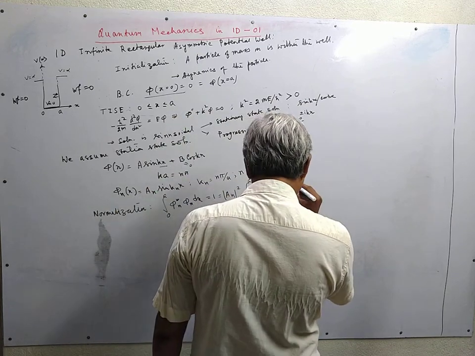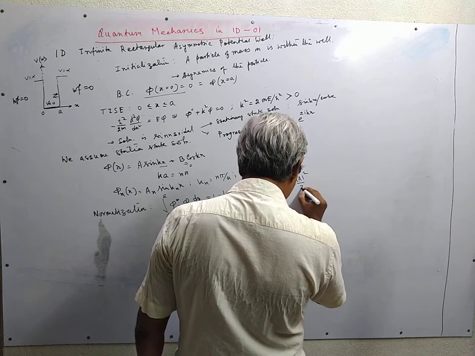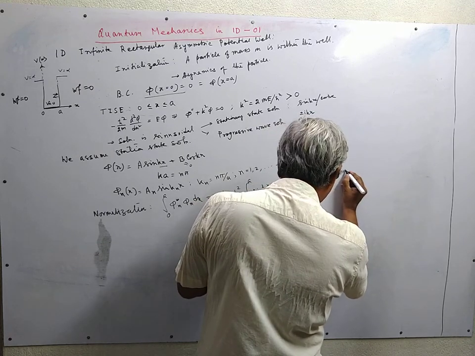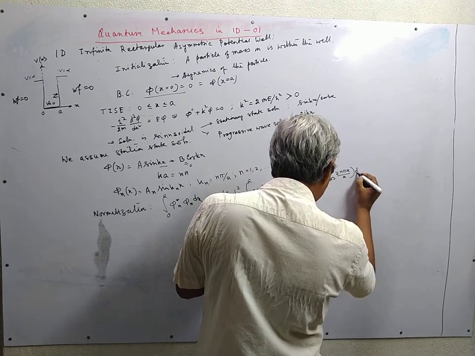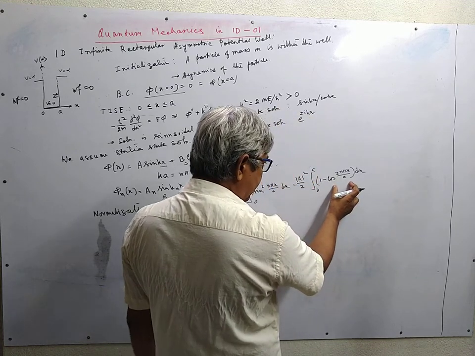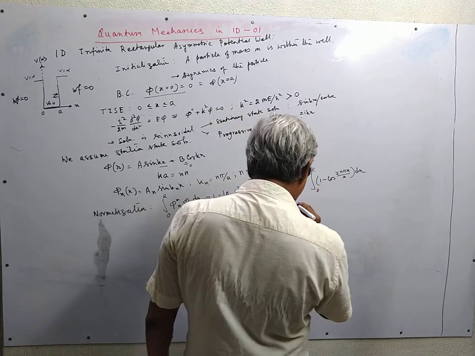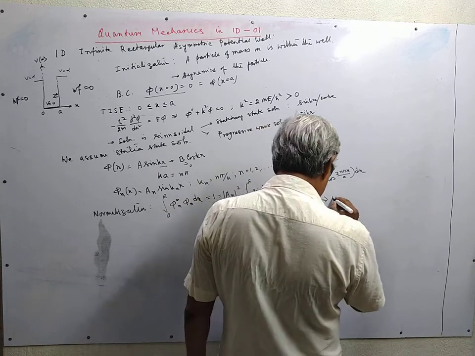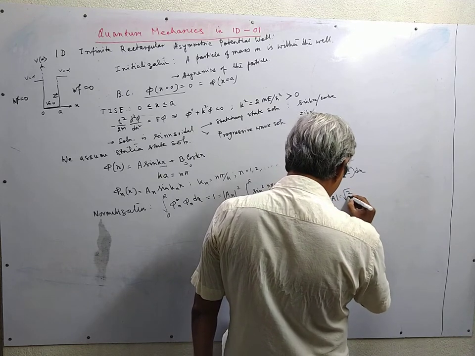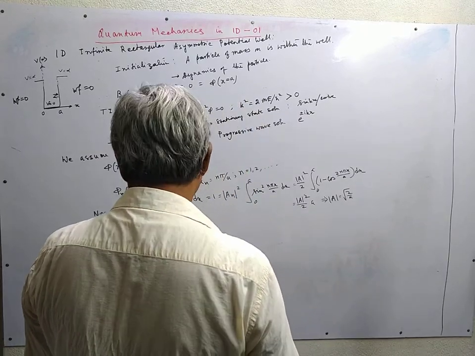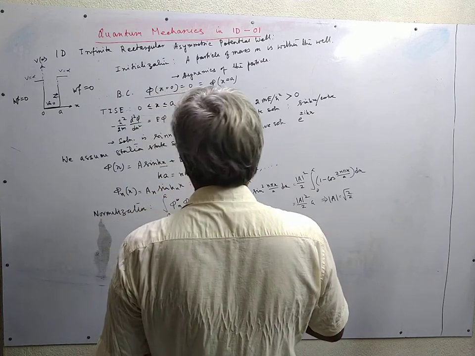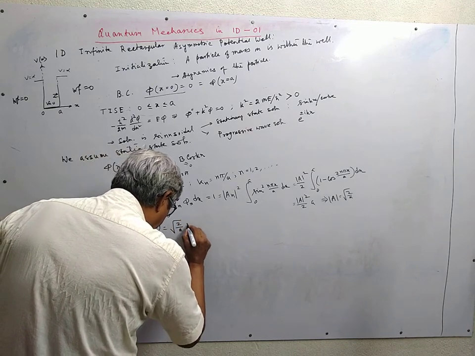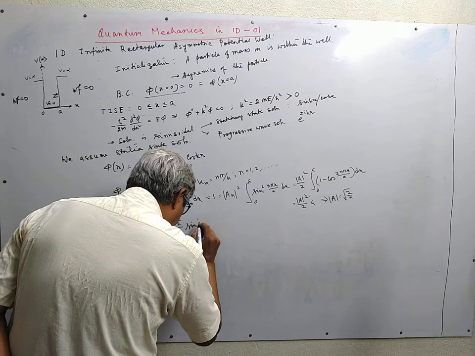This is equal to modulus A square by 2 times the integral of 1 minus cos of 2n pi x by a dx from 0 to a. When this part is integrated, it gives sine, which is 0 at both the limits. Which leads to the fact that modulus A is equal to root 2 by a. So the normalized wave function is phi n of x is equal to root 2 by a sine of k n x.